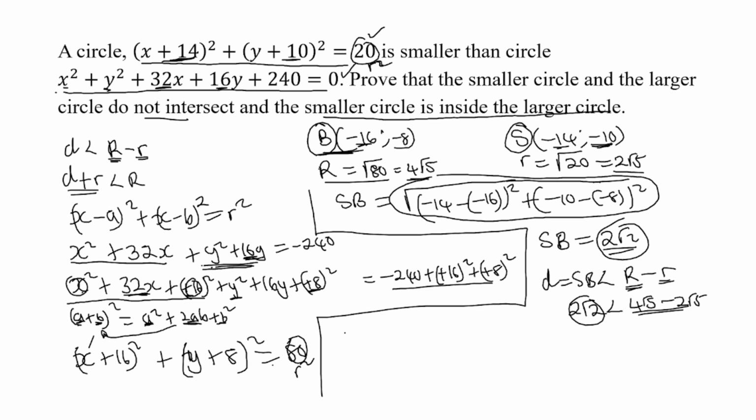Or you can say, if we add the distance between the centers, 2 root 2, plus the radius of the smaller circle, 2 root 5, we won't get 4 root 5. This is actually less than 4 root 5. Meaning that the sum of these two, the distance between the centers and the radius of the smaller circle, gives us a distance which is less than that of the larger radius. So it shows that these two circles do not intersect, and the smaller circle is inside the larger circle.